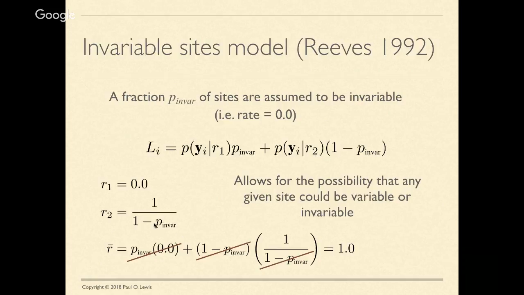And so because our rate mean has to be 1, it turns out that R2 should be 1 over 1 minus P_invar. So there's a little bit of confounding of the proportion of invariable sites with this R2 rate.